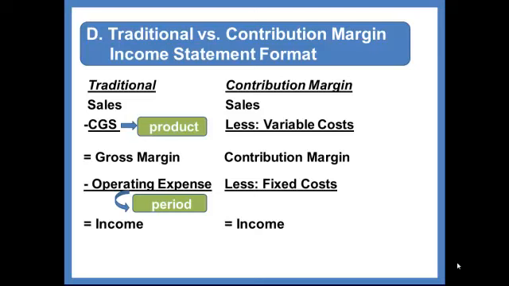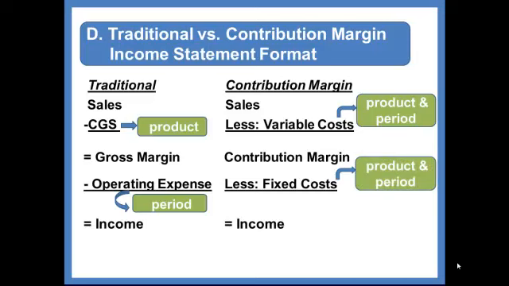The contribution margin format takes sales minus variable cost equal contribution margin minus fixed cost is equal to income. Now, note that variable cost will include both product and period costs. Likewise, fixed costs will include both product and period costs. So this format emphasizes cost behavior, or the variable-fixed distinction.